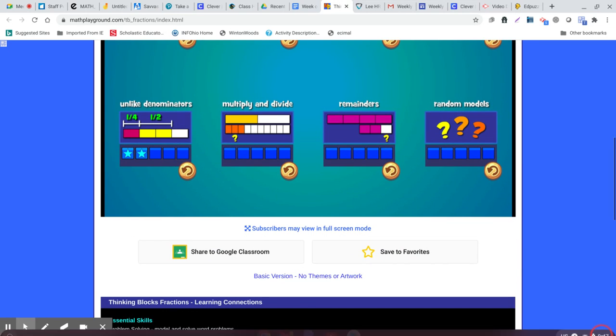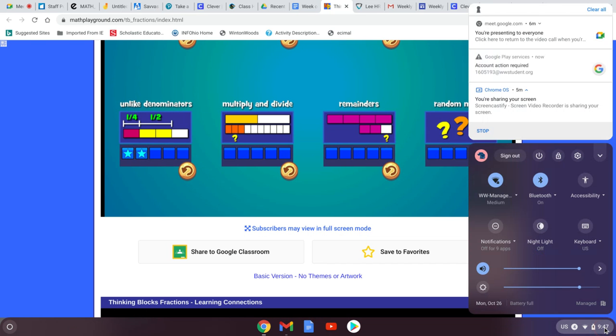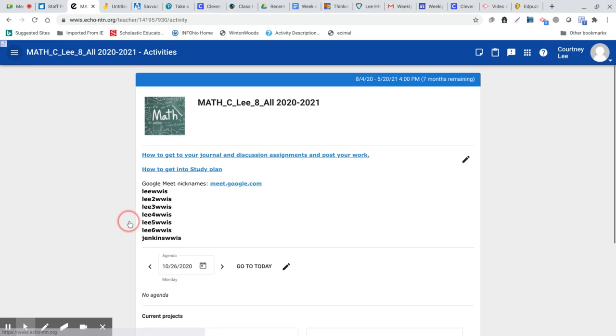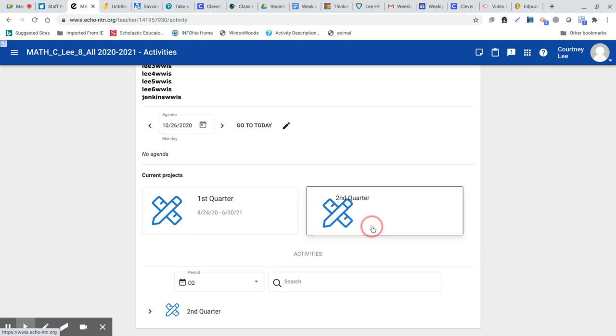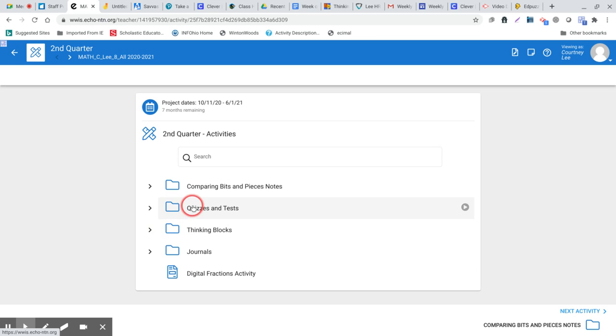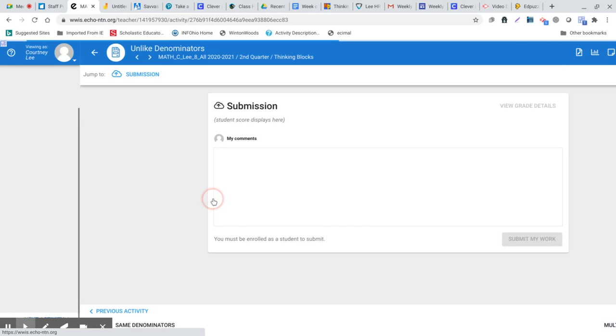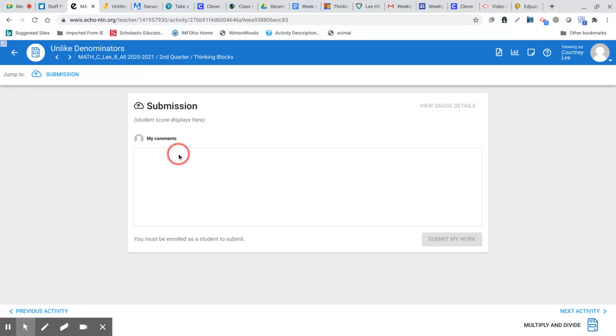Don't forget to make it so I can see your profile, the date, and the time. You take a screenshot, and then remember, Michael showed us how we can put the screenshot in just the comments, so you don't have to make a Google Doc. Thinking blocks, that was unlike denominators. So you basically can copy and paste a screenshot in here and then upload.